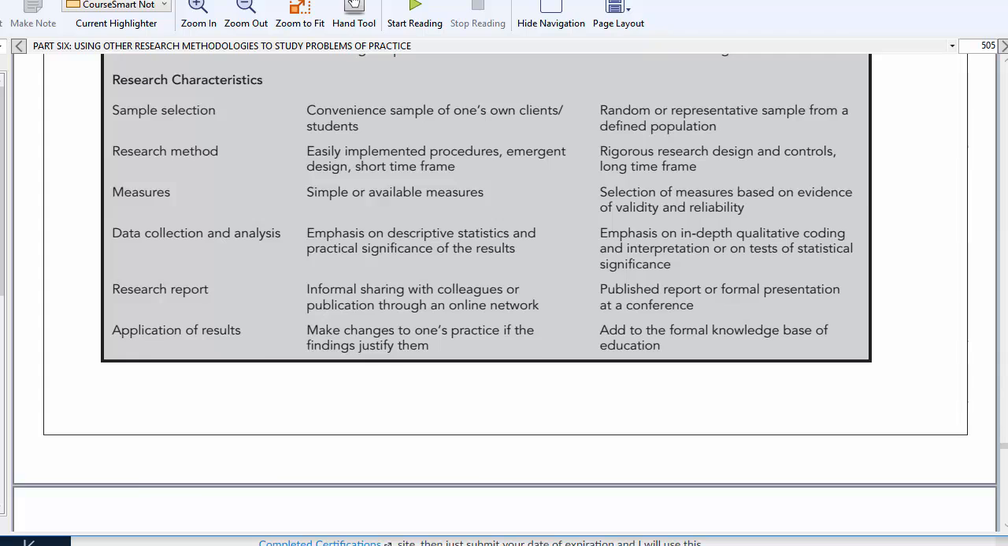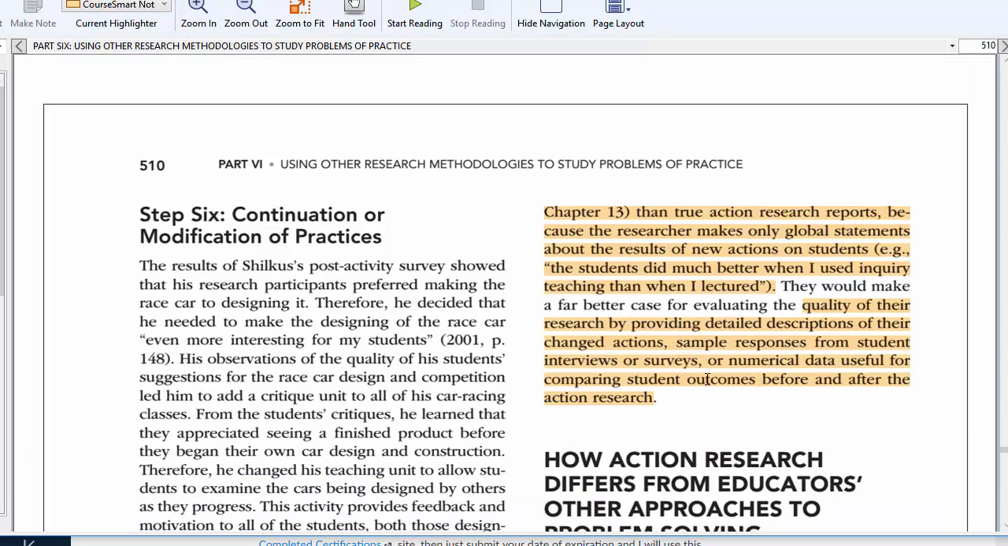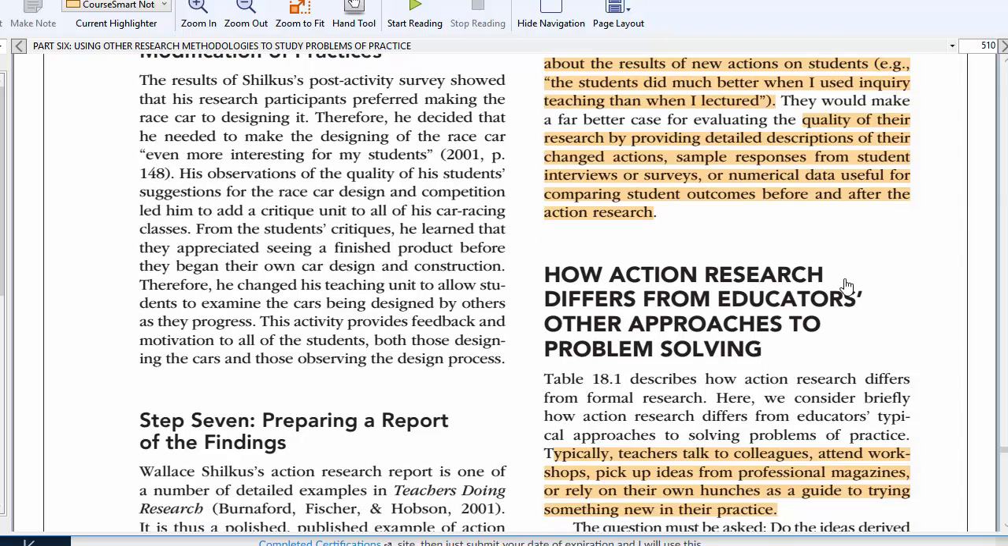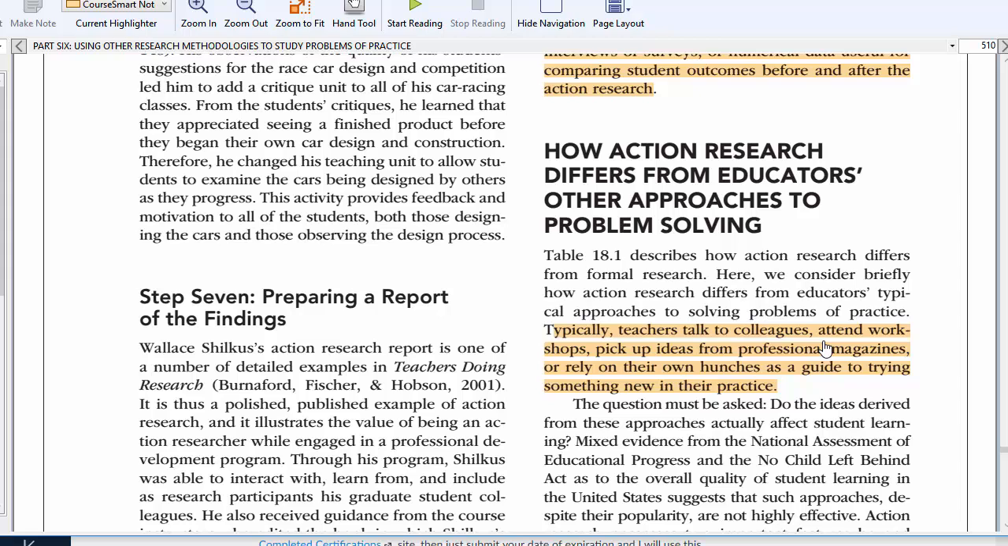Last item in this one, I'm going to jump down here. This section talks about how action research differs from educators' other approaches to solving problems. And this statement: typically teachers talk to colleagues, attend workshops, pick up ideas from professional magazines, or rely on their own hunches to guide them in trying something new in their practice. This goes back to this important idea. The question is asked, do the ideas derived from these approaches actually affect student learning?